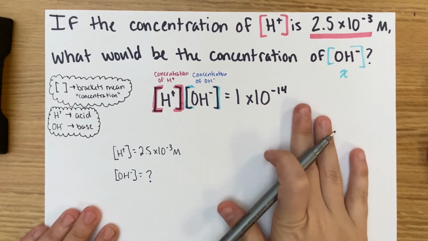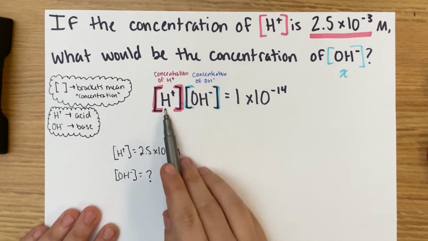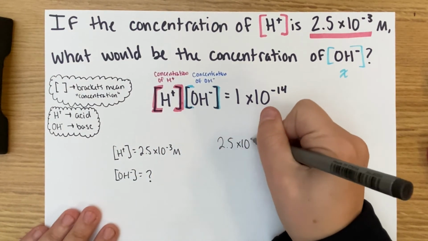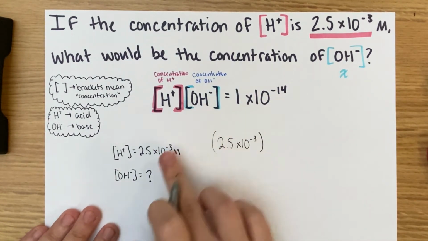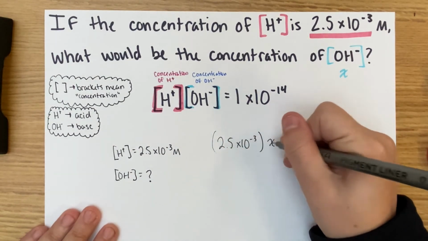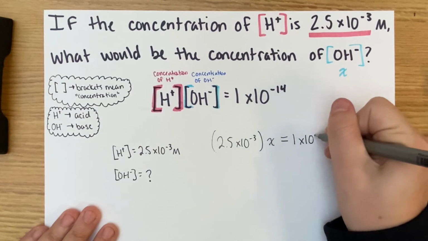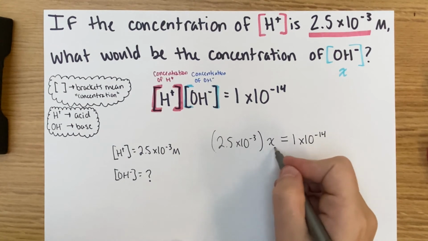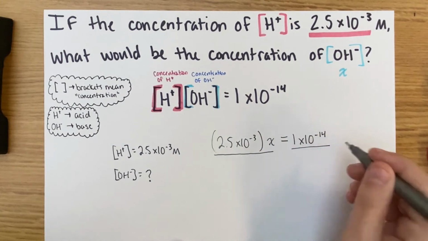And just like any other time we have a formula, we are going to plug those numbers in. So for concentration of H plus, we have 2.5 times 10 to the negative third. For our concentration of OH minus, that is what we're solving for, so that's going to be X. And all of that is equal to 1 times 10 to the negative 14th. As always, our goal is to get X by itself, so we're going to divide by that number on both sides.